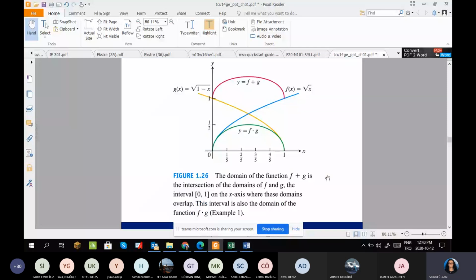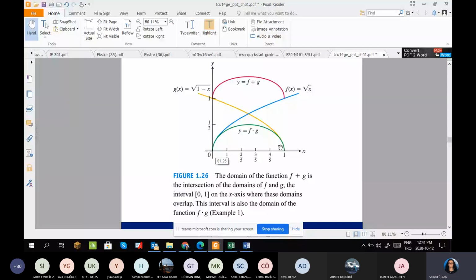There's another function here. It says the domain of the function f plus g is the intersection of the domains of f and g, the interval 0 to 1 on the axis where the domains overlap. This interval is also the domain of f times g. The functions we just discussed, f plus g, had domain 0 to 1. F times g has the same domain. We are not talking about f over g or g over f.